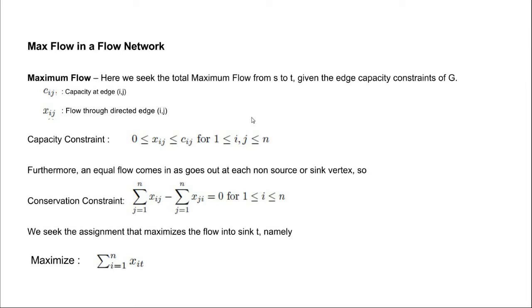Furthermore, an equal flow comes in as goes out at each non-source or sink vertex. This is known as the conservation constraint, which states that for all intermediate vertices, the incoming flow should be equal to the outgoing flow. Now we seek the assignment that maximizes the flow into sink T, namely maximize the summation over i equals 1 to n of xiT. Of all the flows, we seek the maximum flow.